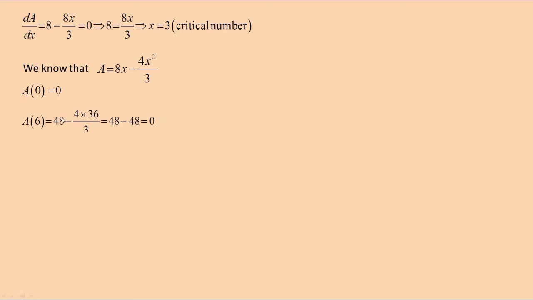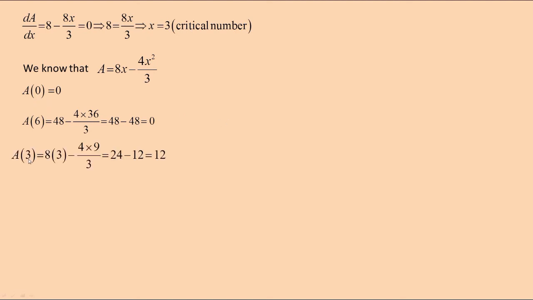Then A of 6, put 6 in place of x. 8 into 6 is 48, minus 4 into 6 squared, 36, by 3. So 36 divided by 3, you will get 12 in the numerator 4 into 12 is 48. 48 minus 48 would be 0. A of 6 is also 0, A of 0 is also 0.